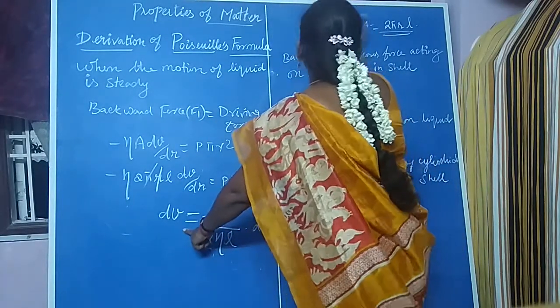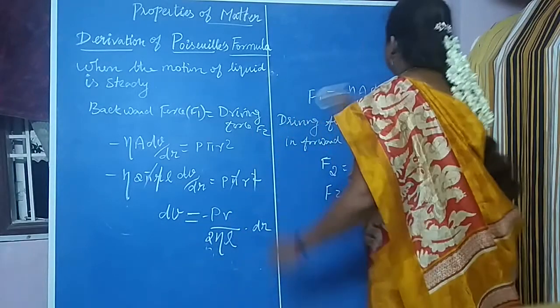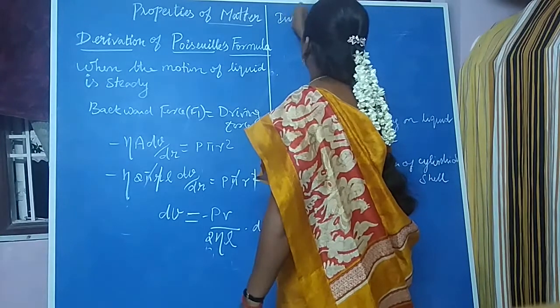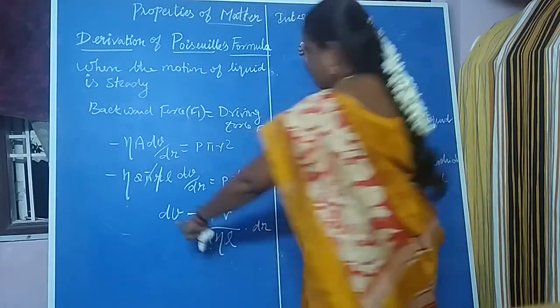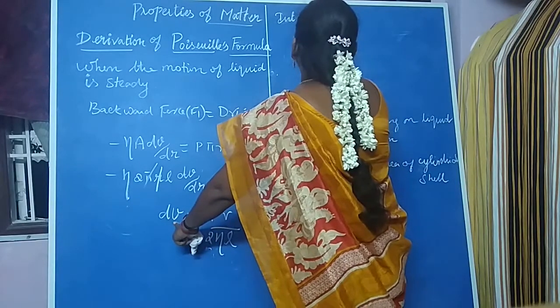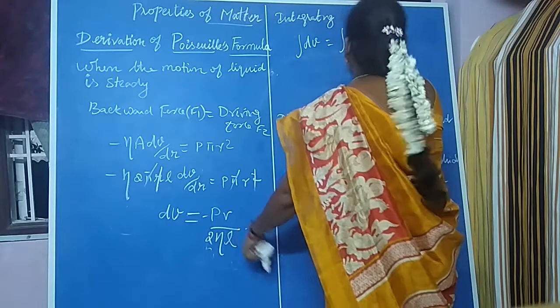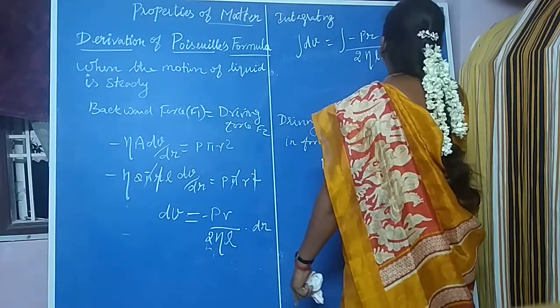Integrating this equation, we will get the velocity of liquid flowing through the cylindrical shell. Integrating, integral of dV equals integral of minus P r divided by 2 eta L into dr.